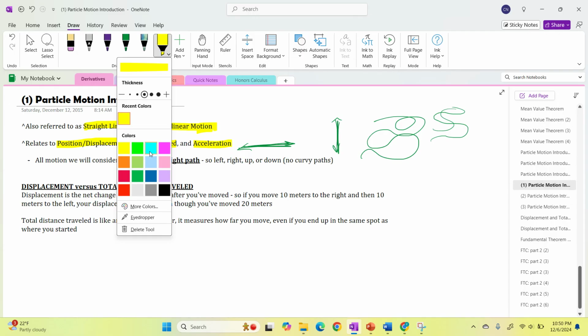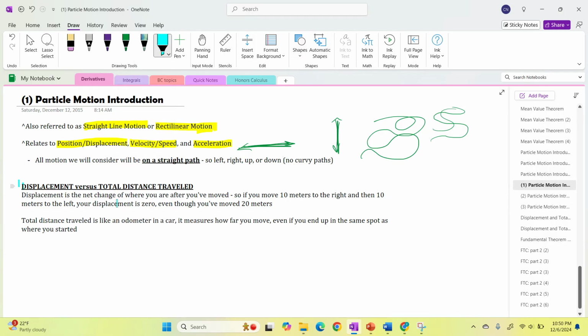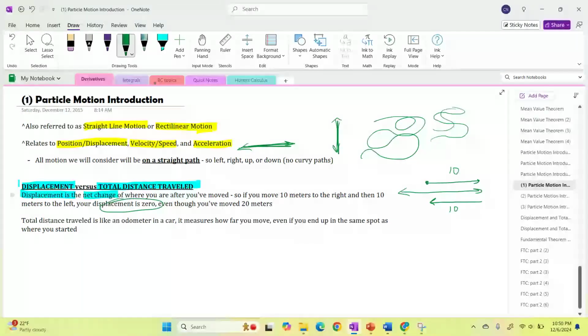All right, my physics people, you probably have talked about this a lot, but I just want to say it one more time in case you haven't done physics or in case you did it last year and not this year. Displacement. All right, what is displacement? Displacement you want to think of as net change. So it's a net change of where you are after you've already moved. So let's say you start here and then you move 10 meters to the right. You stop and then you move 10 meters to the left. Your displacement is 0 because the net change from where you started to where you ended, there is no change. You're back where you started. So even though you've moved 20 meters, your displacement is going to be 0.